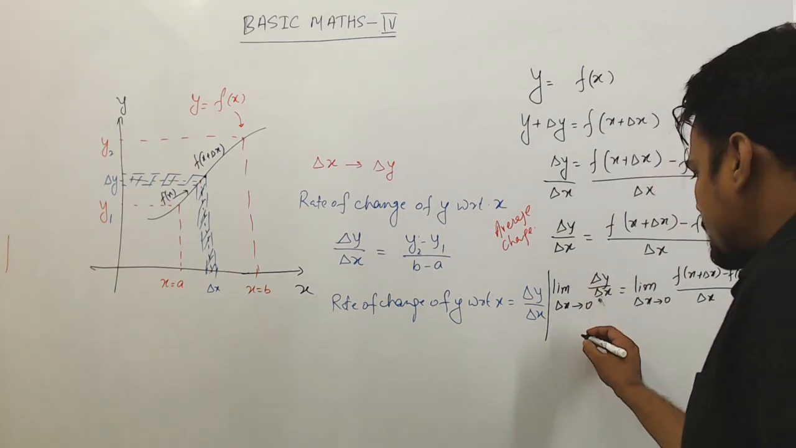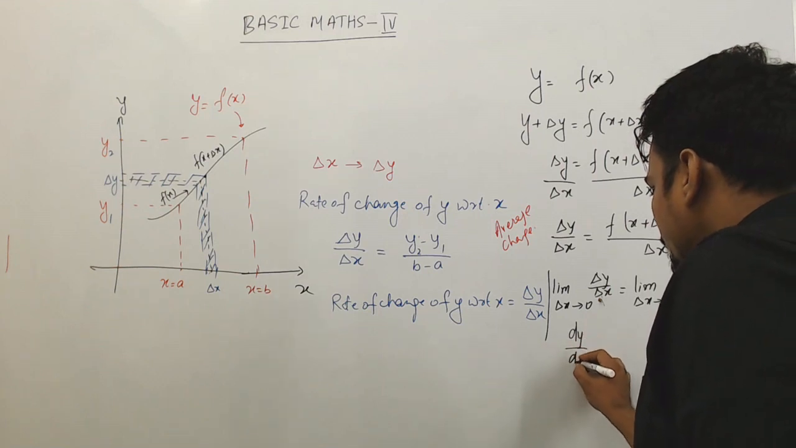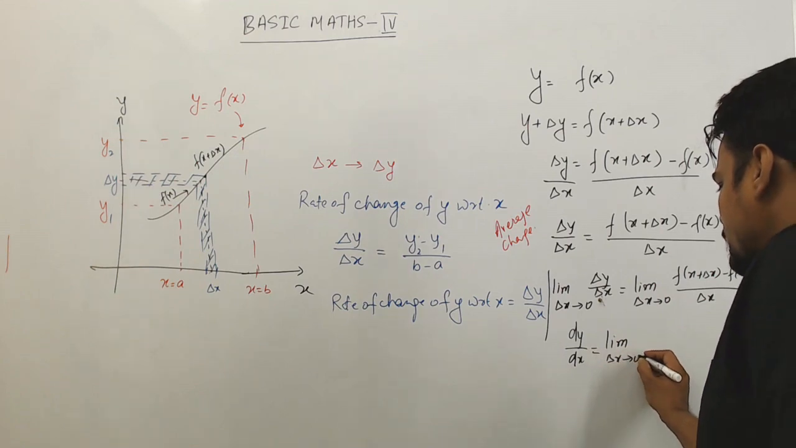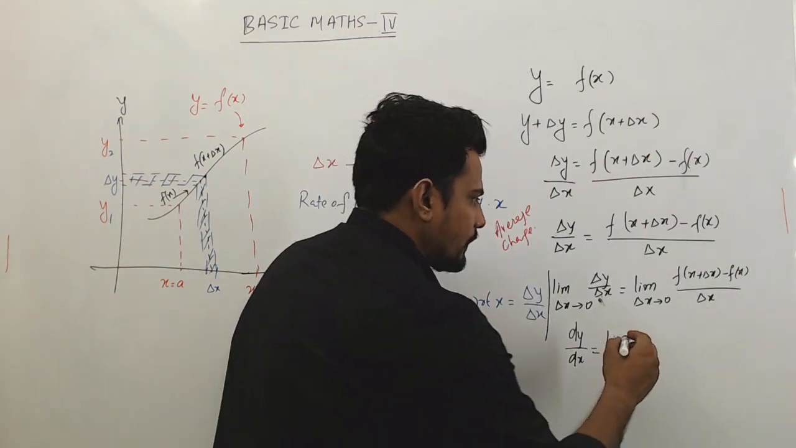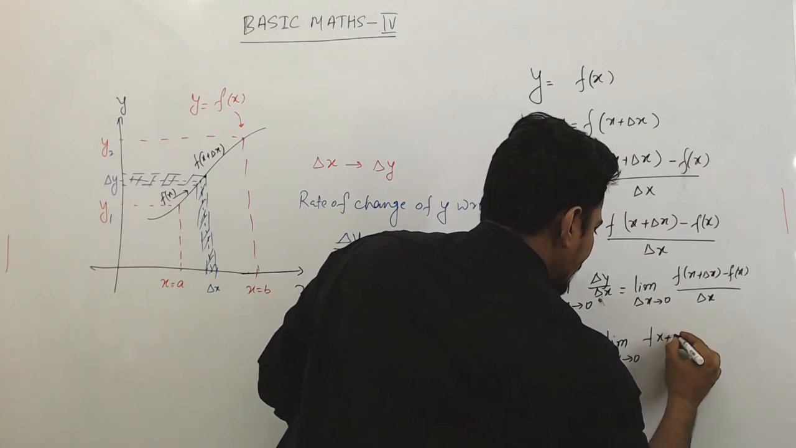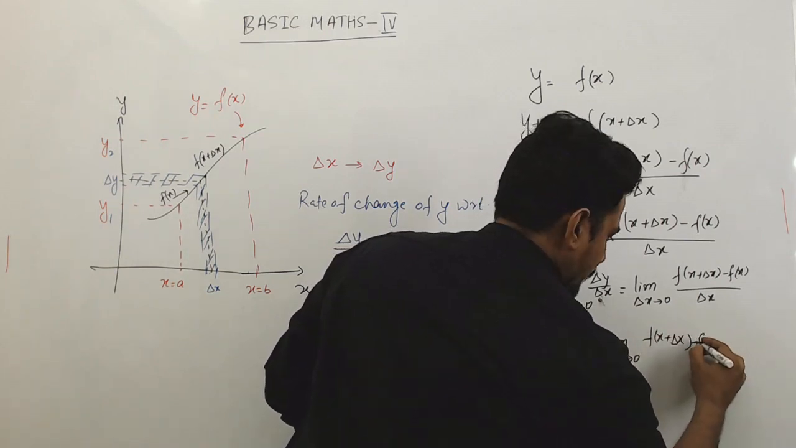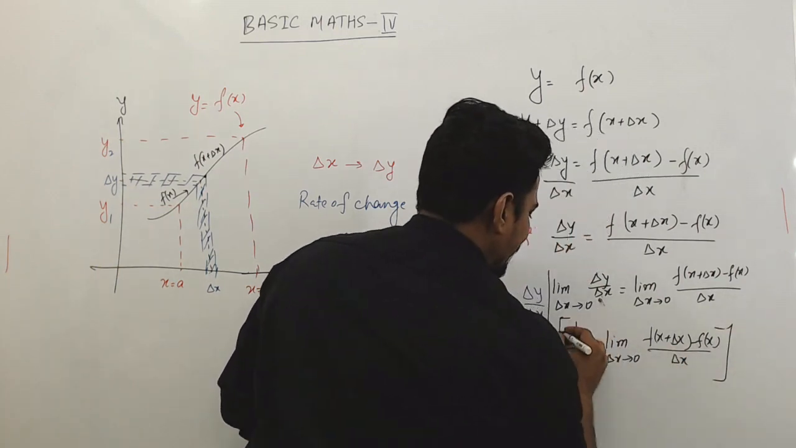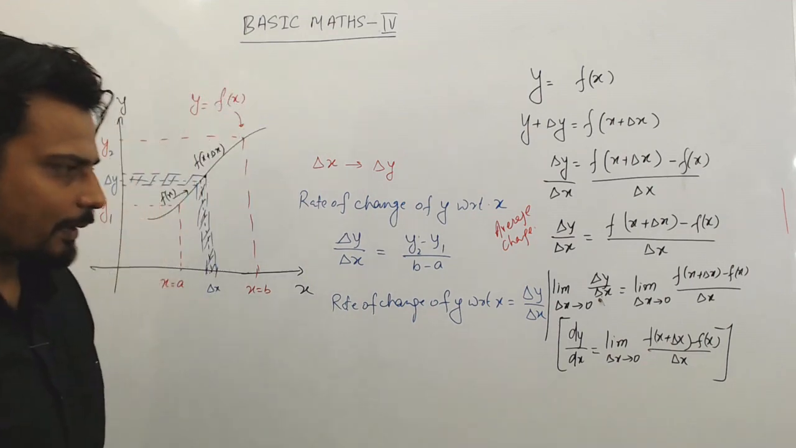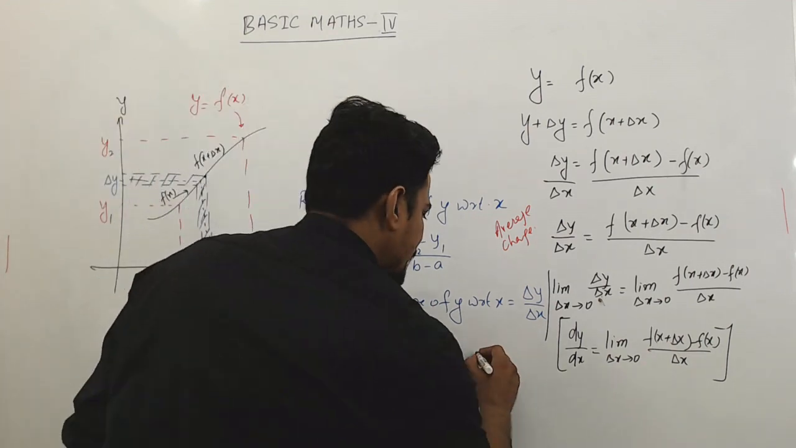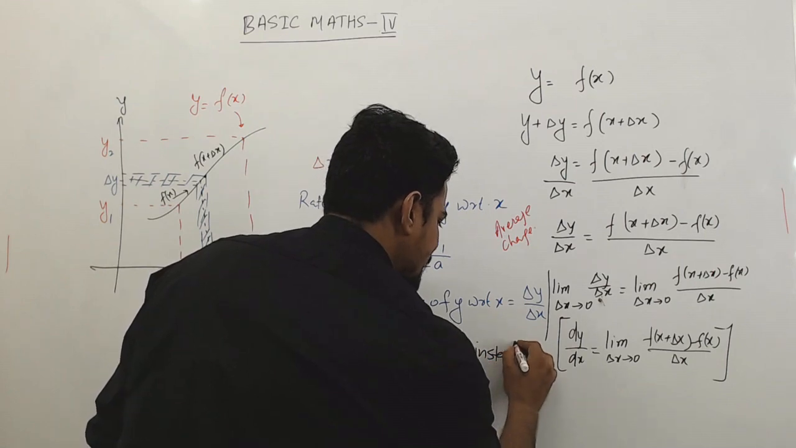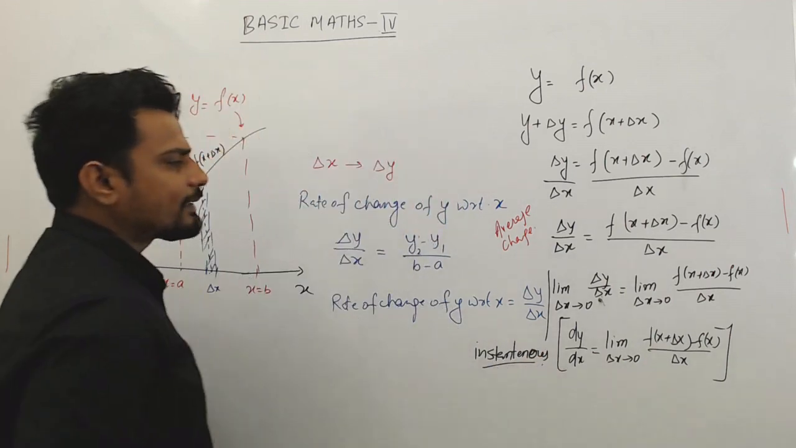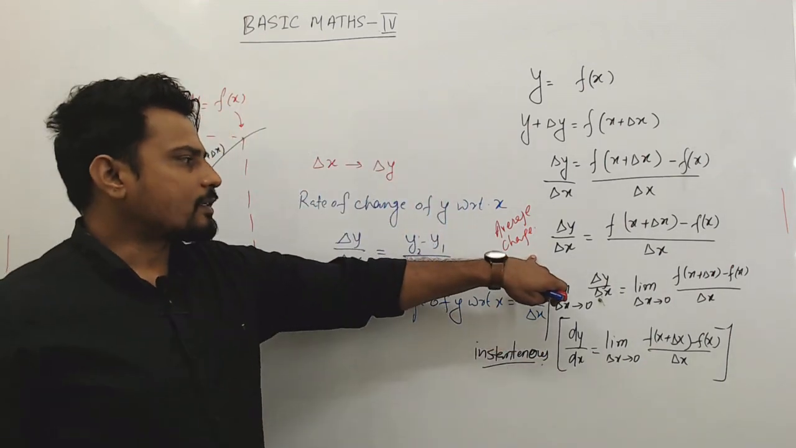So we can represent this as dy by dx, and that would be given as limit delta x tending to 0, f of x plus delta x minus f of x upon delta x. So this is the derivative of the function y with respect to x. So derivative is an instantaneous change. This is the instantaneous, and when we have this one, that is called the average.